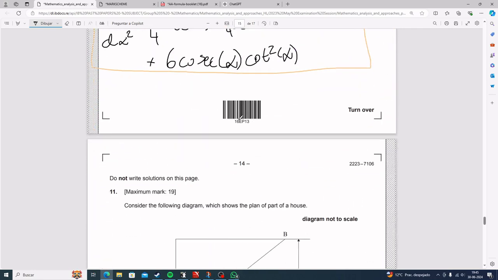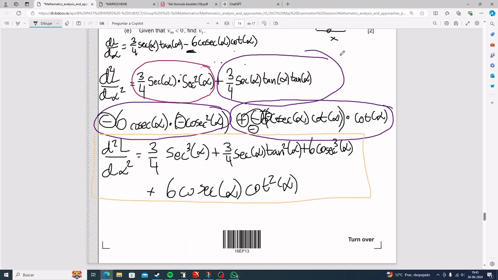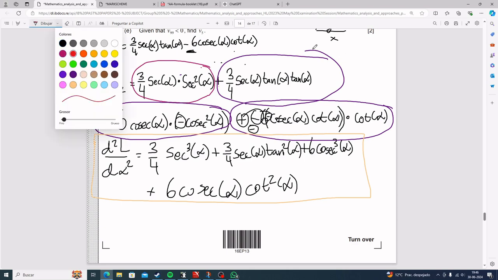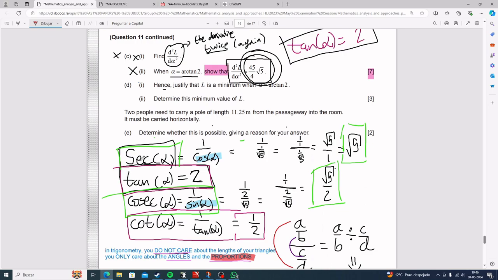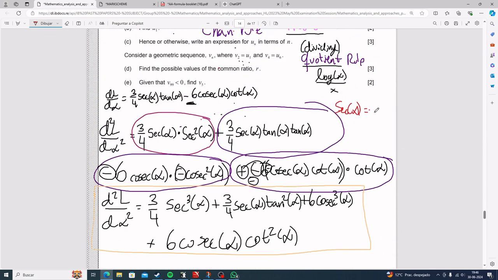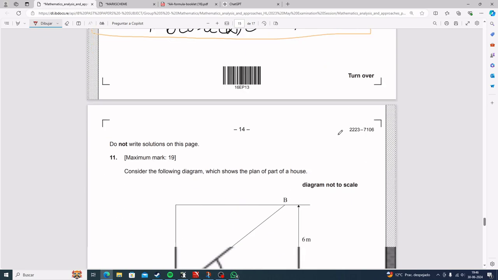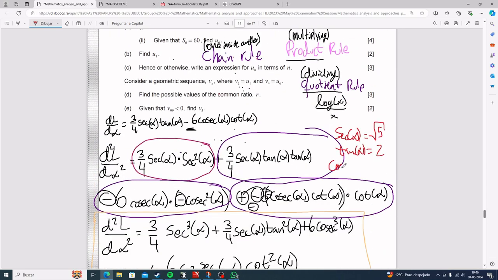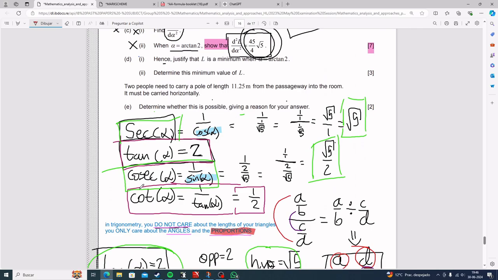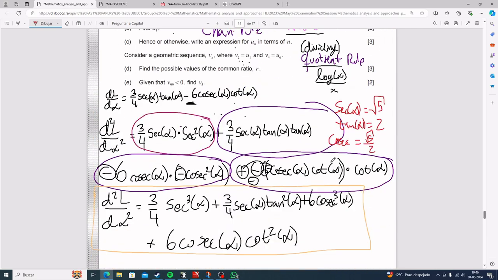So over here, let me just write that somewhere, using a different color. So we know that sec alpha is square root 5. Tangent alpha equals 2. Then cosec is going to be square root 5 divided by 2. And last but not least, cotangent is just 1/2.